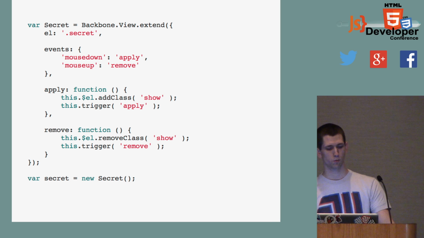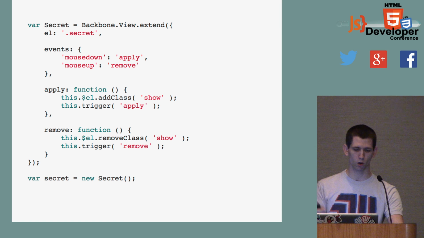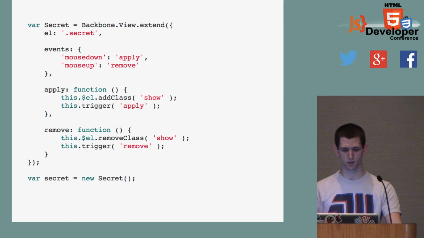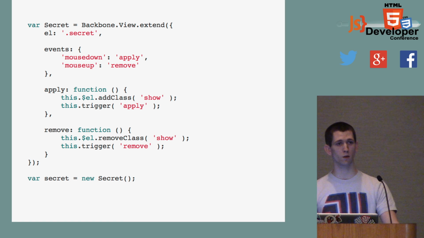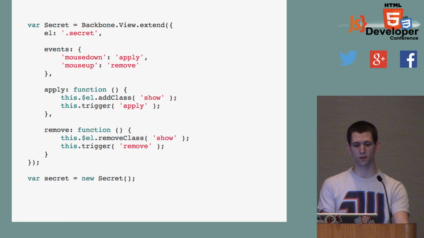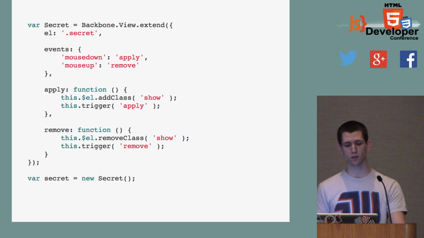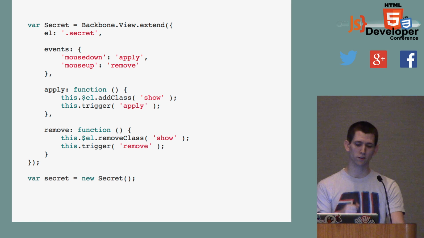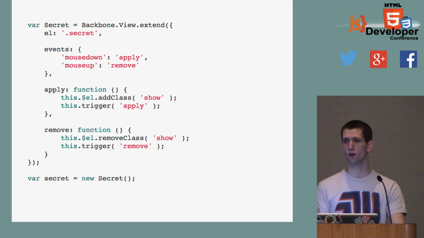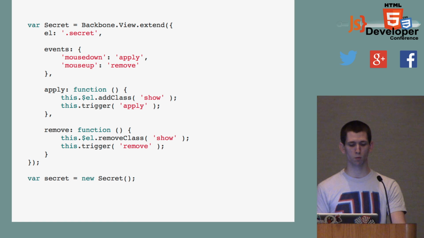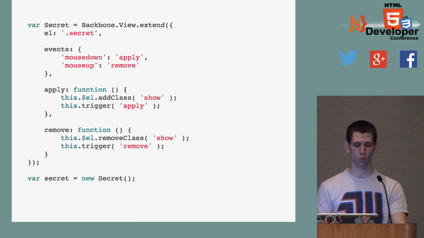So this element property can actually be overridden if it's passed in. The default is to grab the secret element. This events object is really nice in Backbone views. It sets up a mapping between mouse events and methods that you fire. So here what it's saying is when a mouse down happens, call the apply method on this view. Down below we have the apply method, and it's doing add class show like we were doing before.